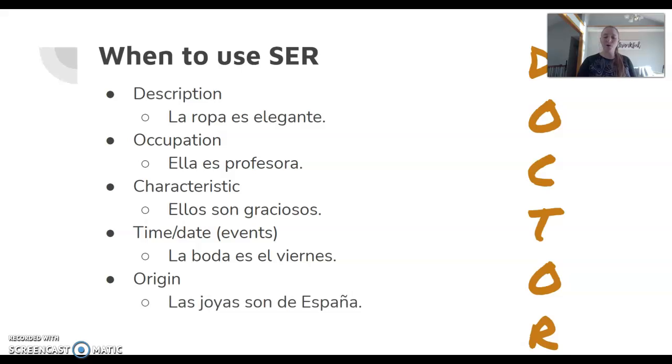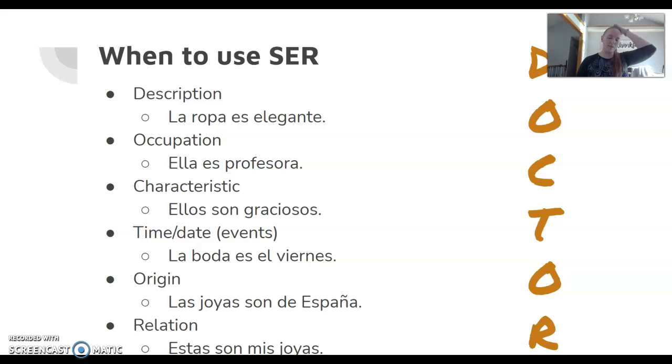Origin, where is something from? Las joyas son de España. And relation, estas son mis joyas. These are my jewels. So description, occupation, characteristic, time and date, origin, and relationship.